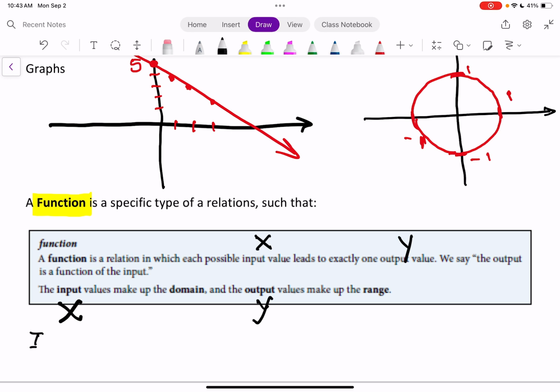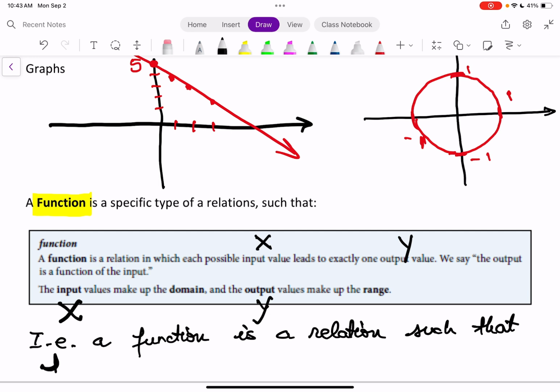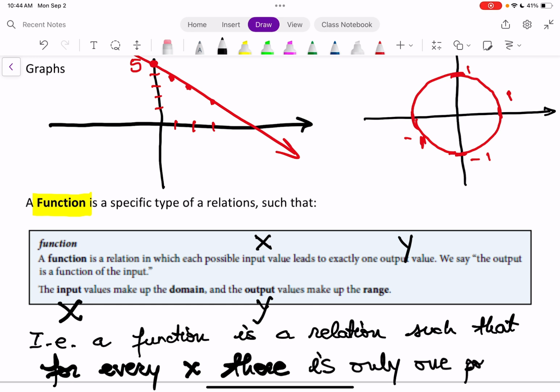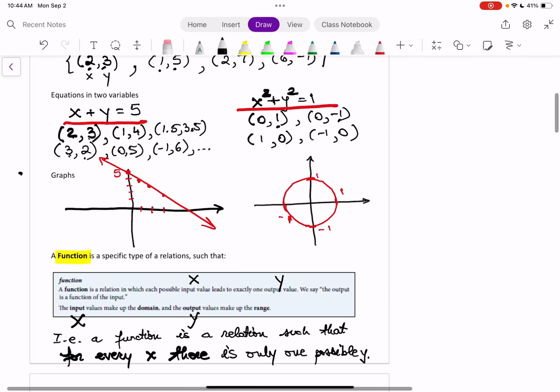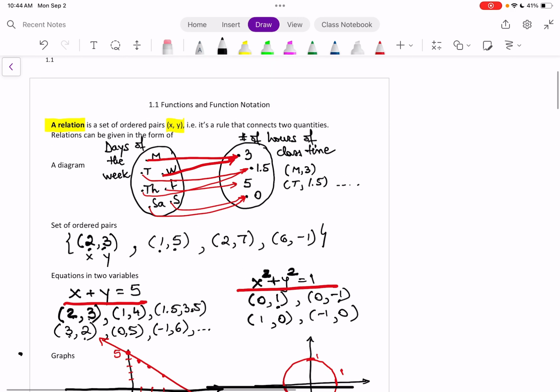So in other words, a function is a relation, so again, a connection between x's and y's, such that, very important, for every x, there is only one possible y. Okay. So I want to take another look at these relations we had and talk about which ones are functions and which ones are not functions.